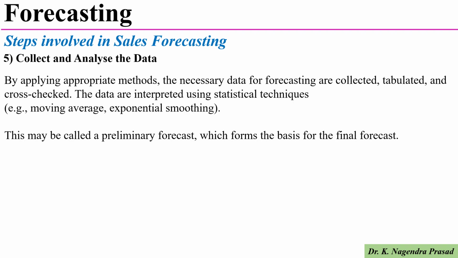And the next step is to collect and analyze the data. By applying the appropriate method, the necessary data for forecasting are collected, tabulated and cross-checked. The data are interpreted using statistical techniques. In general, we use the moving average method or exponential smoothing method or maybe any other kind of method. This may be called a preliminary forecast, which forms the basis for the final forecast.